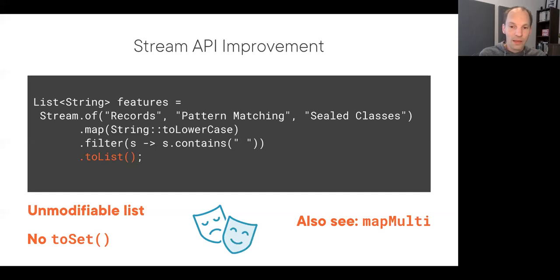That being said, this toList is already very convenient to have and is a little small delight that we get when we move to Java 16 in terms of API improvements. But I would like to focus more on the language, as I said. So let's move on to the first big language feature that is being delivered in Java 16, and that is the records feature.